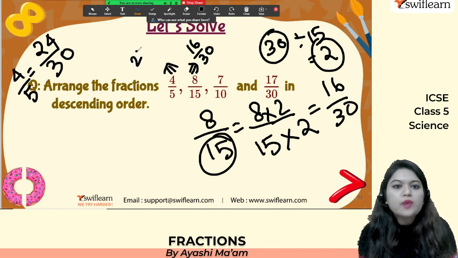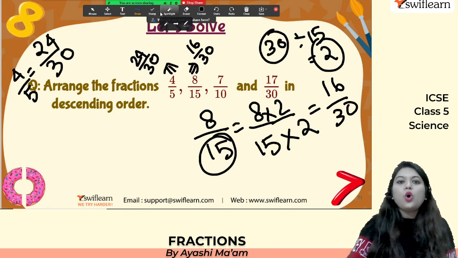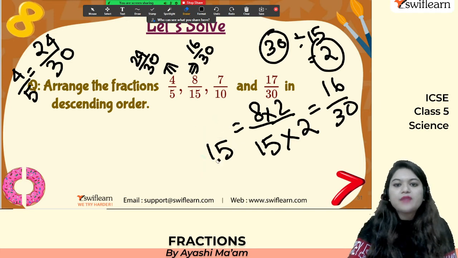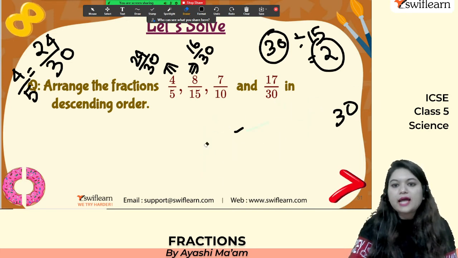This gave us 24 by 30. See, now all the denominators are becoming same and that is our objective, right? That's what we want to do.